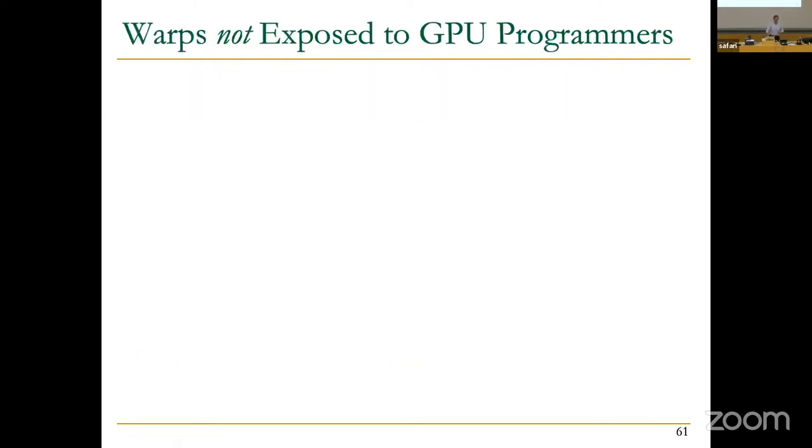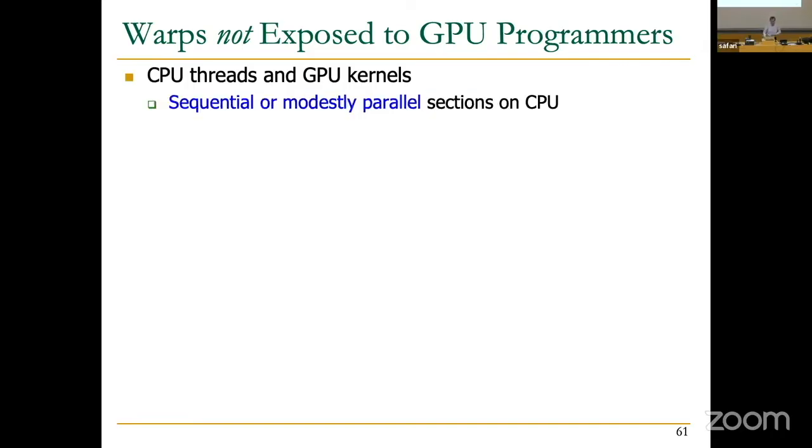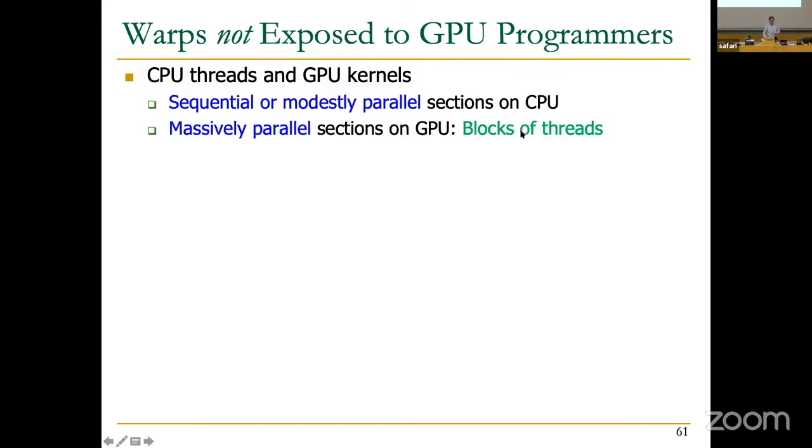I should say that in existing GPUs, warps are not exposed to programmers. I mentioned this, but let's clarify this. So you have CPU threads. In GPUs, it's also called kernels, for example. These are sequential or modestly parallel sections on the CPU, but you have massively parallel sections on the GPU. These are called blocks of threads. So when you program, actually, you have some serial code.